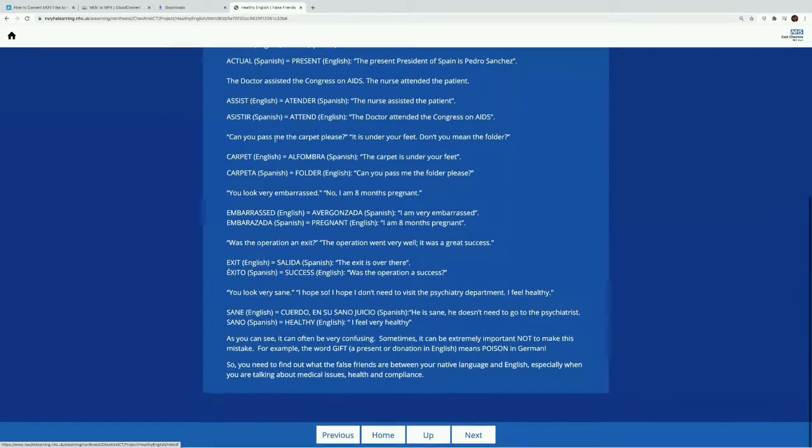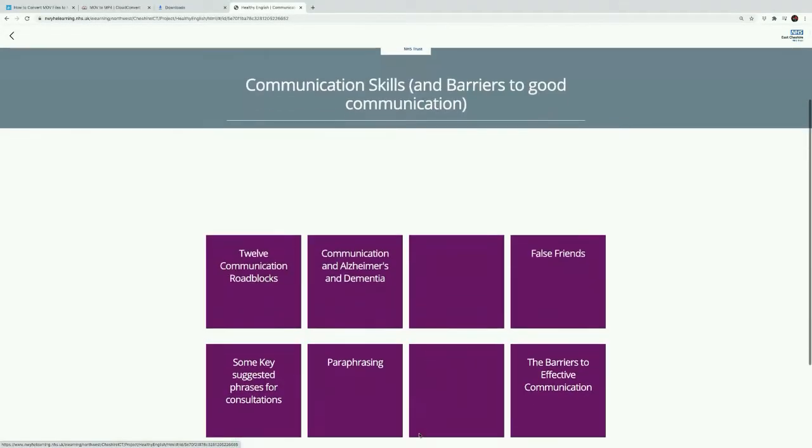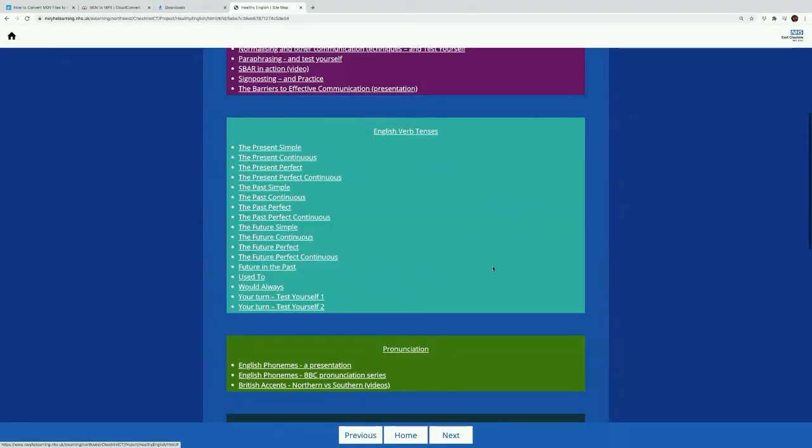As it says at the bottom of the example page, you need to find out what the false friends are between your native language and English, especially when you're talking about medical issues, health, and compliance. English has 12 verb tenses as well as other ways of conveying time.